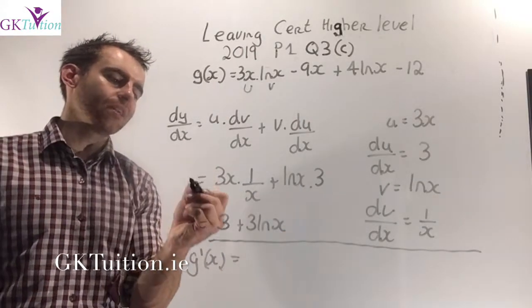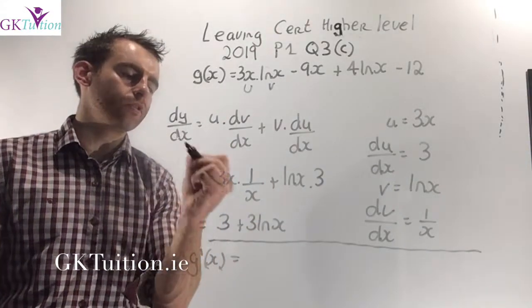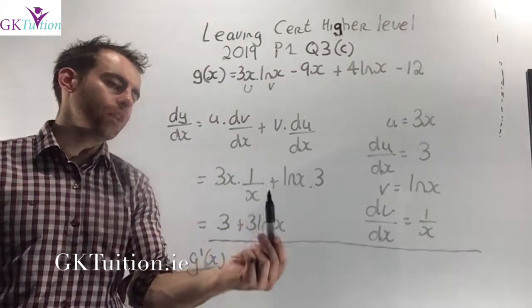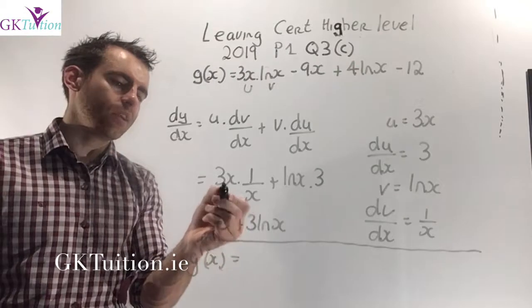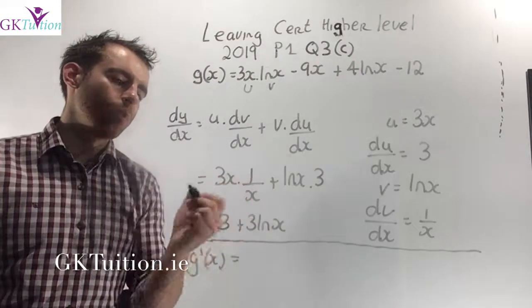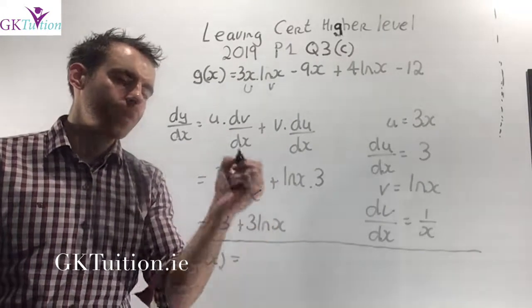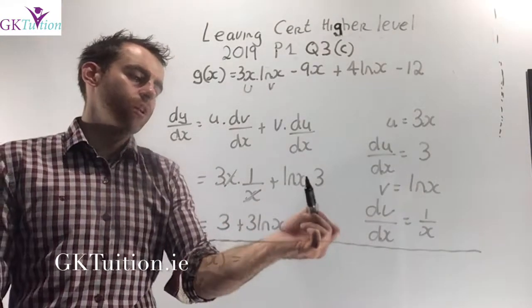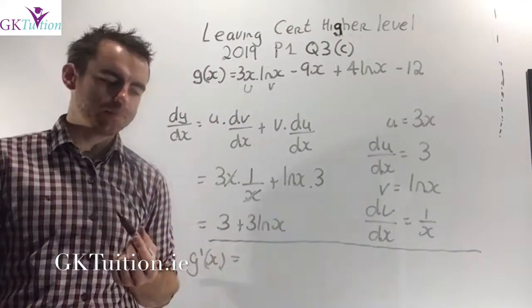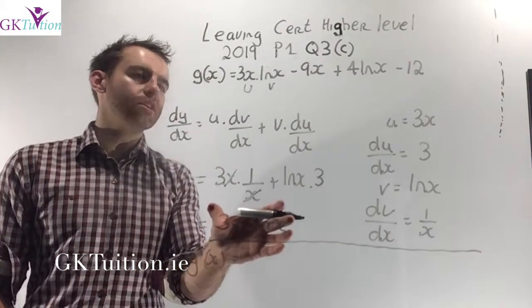So once you get that, you can just sub into your formula for the derivative. I just get u dv/dx plus v du/dx. And it actually simplifies nicely here because 3x multiplied by 1 over x, the x on the top and the x on the bottom cancel each other out and I just get 3. And here just 3 by ln x is just 3 ln x. So that's the only one that's complicated.